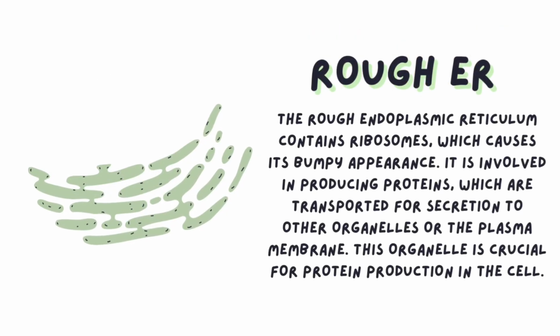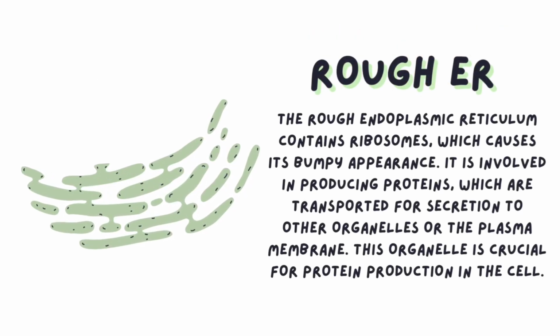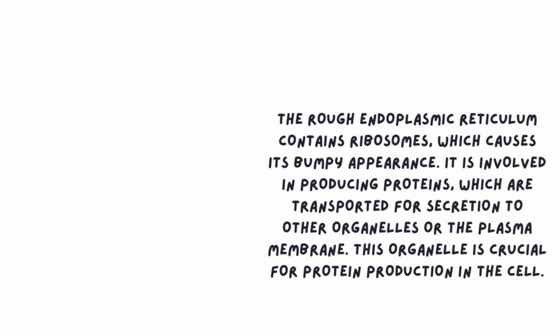The rough endoplasmic reticulum contains ribosomes, which causes its bumpy appearance. It is involved in producing proteins, which are transported for secretion to other organelles or the plasma membrane. This organelle is crucial for protein production in the cell. Without it, the cell itself would lack essential proteins and other organelles cannot perform their distinct functions.